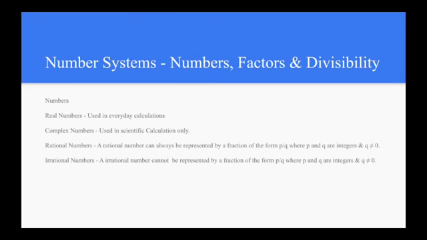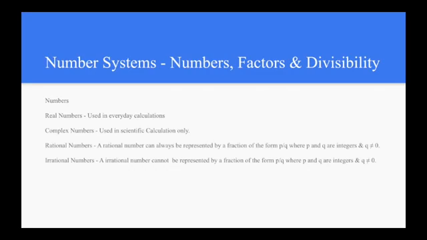The real numbers are those numbers which are actually used in everyday calculation, but complex numbers are those which are used in scientific calculation. Since GMAT normally doesn't discuss the scientific calculation part, complex number questions are never asked in the GMAT examination. So leave that part. Now, coming to the next thing, in real numbers we have two further classifications, that is rational numbers and irrational numbers. Now, what do you mean by rational numbers?